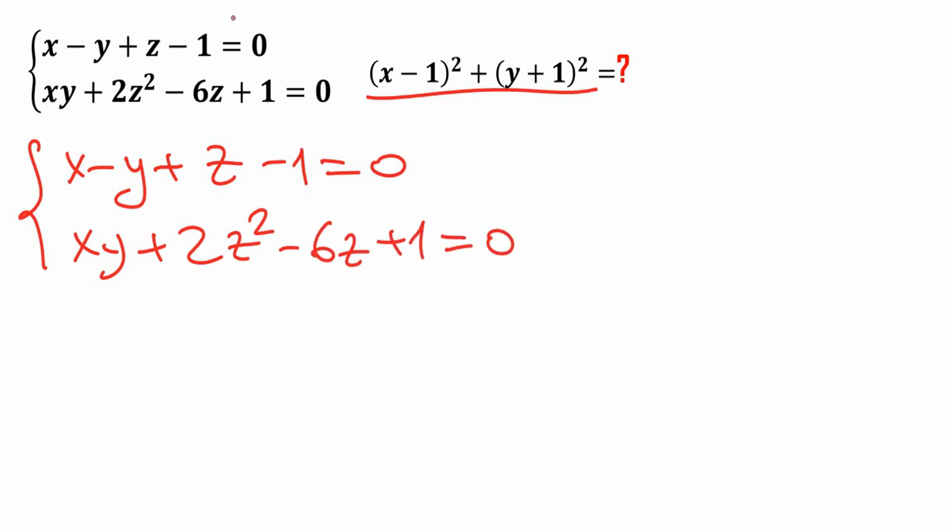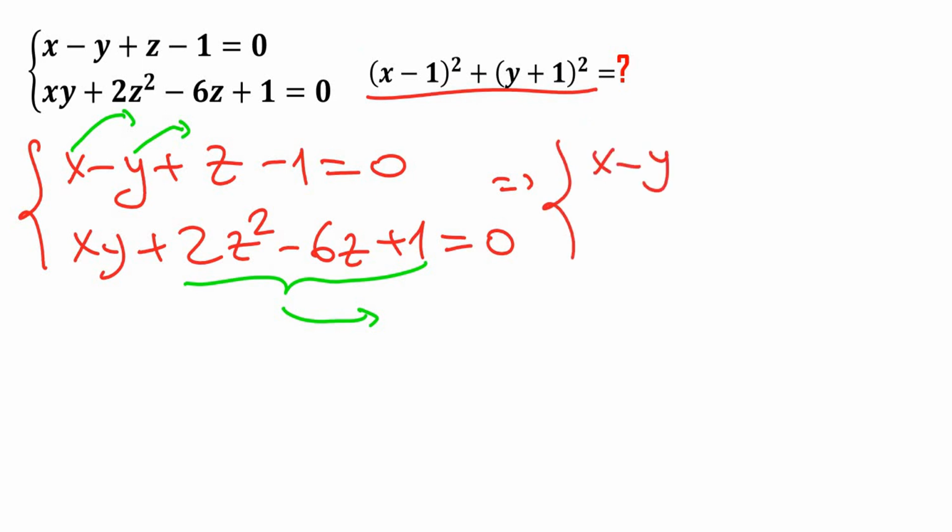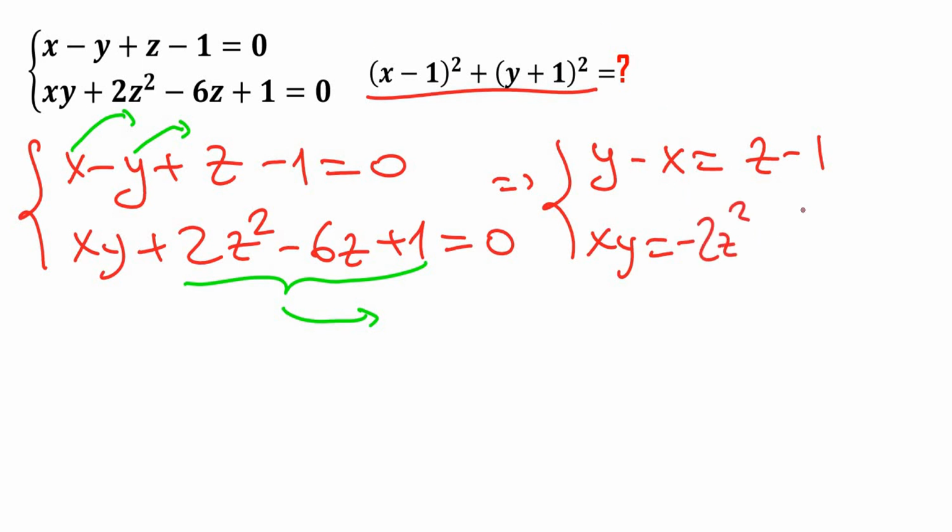So I'm going to rearrange each equation. Here I'm going to move this x and y to the right hand side, and these terms to the right hand side. Then this equation is equivalent to y minus x is equal to z minus 1, and xy is equal to minus 2z squared plus 6z minus 1. Now let me label each equation. So this is the first equation, this is the second equation.